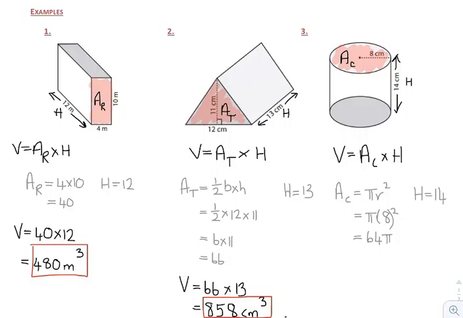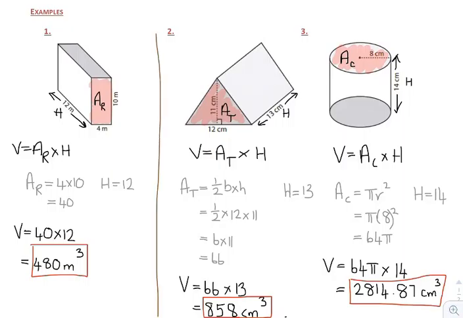The height is 14 centimeters. Substituting these two into our formula, so we're putting in the 64 pi for AC and the 14 for H, we get 64 pi times 14, which when simplified or calculated using a calculator equals 2,814.87. Again, we are in centimeters cubed for a volume. So 2,814.87 centimeters cubed. These are 3 different examples for finding the volume of a prism or a cylinder.